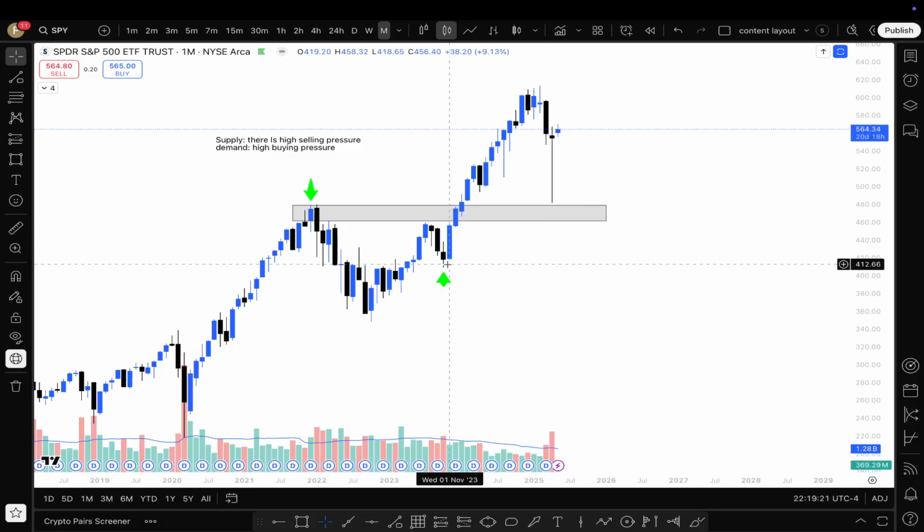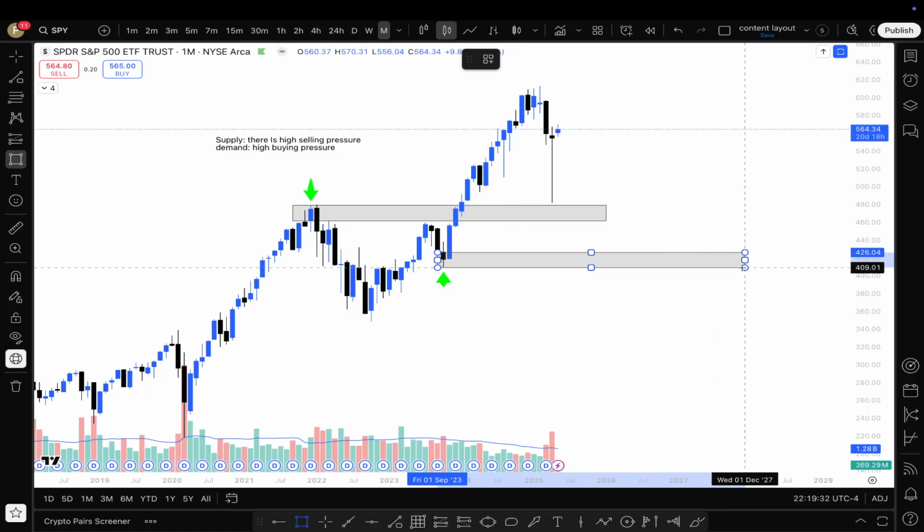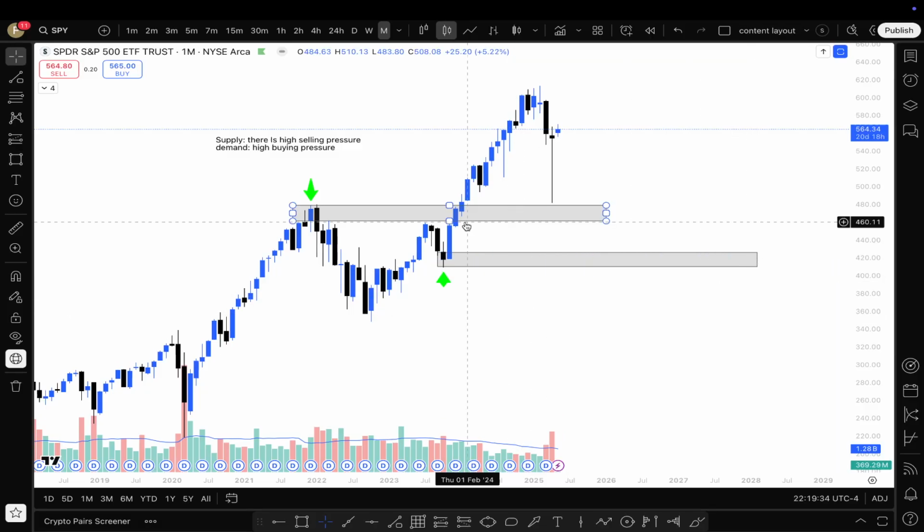And then the demand would have been from where it closed, or if it's bullish, where it opened, and then the bottom wick. So for the supply, you never want to mark out the bottom wick. It's always just the top wick, and then where it opened or closed, depending.